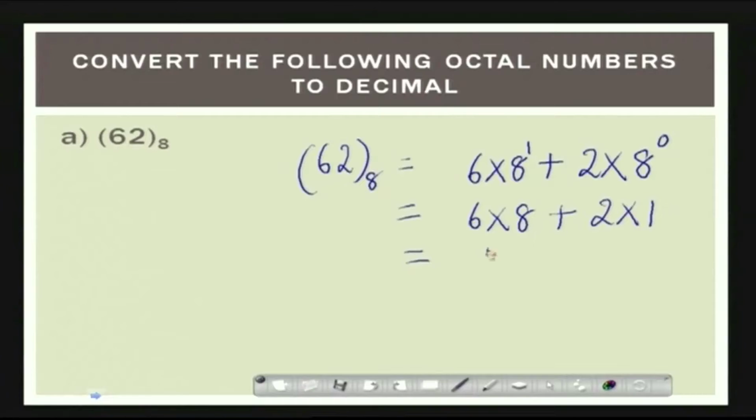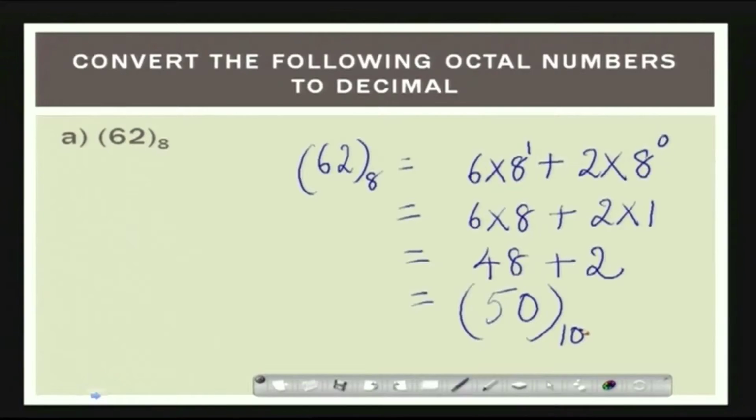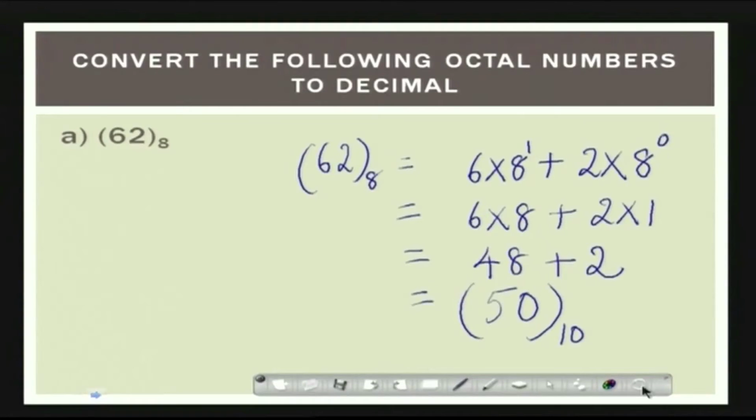So, what I will be getting will be 48 plus 2, and this answer will be 50, which is the equivalent in decimal number system. So, the 62 which is an octal number is getting converted to 50 when it comes to the decimal number. So, this is what you should understand.